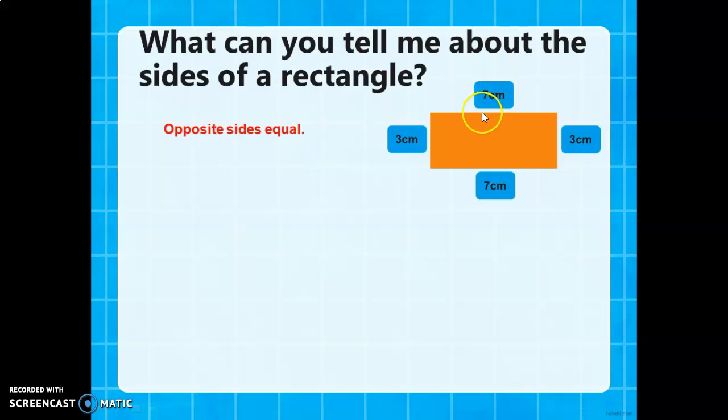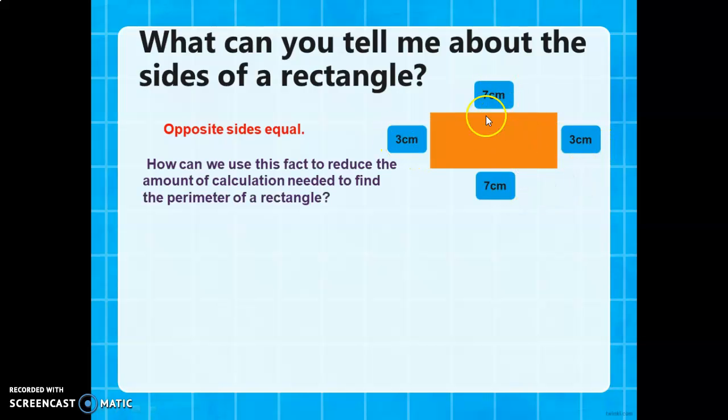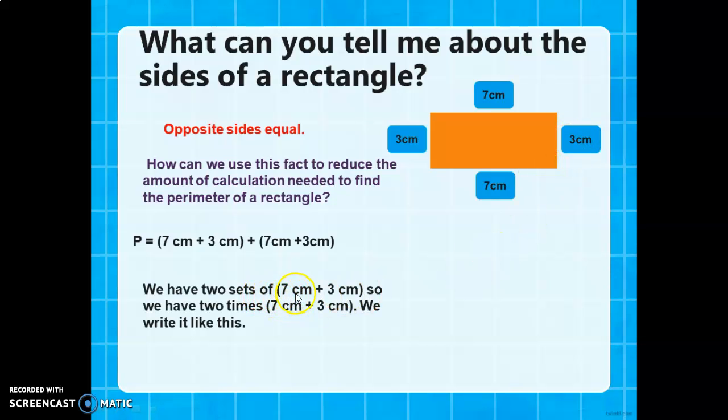Opposite sides are equal. How can we use this fact to reduce the amount of calculation needed to find the perimeter of a rectangle? What do you think? Perimeter equals 7 centimeters plus 3 centimeters plus 7 centimeters plus 3 centimeters. We have 2 sets of 7 centimeters plus 3 centimeters. So we have 2 times 7 centimeters plus 3 centimeters. We write it like this.